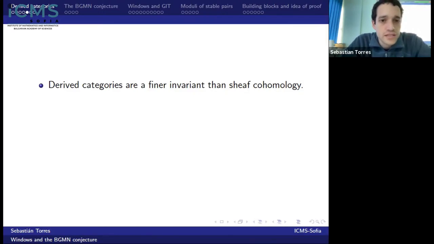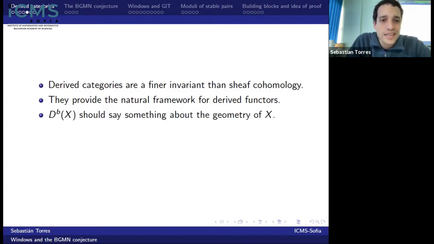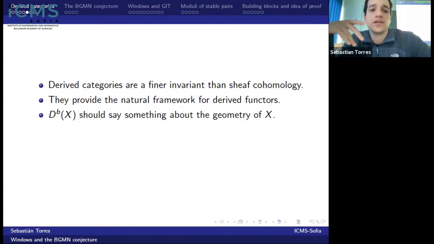Some key facts. Derived categories, you can think of them as a finer invariant than sheaf cohomology. So you don't just remember the cohomology of the sheaves, but also the entire complex, for instance, the entire chain complex. So it's a finer invariant. As I said, it's the natural home for defining derived functors, such as sheaf cohomology, one of the most used ones. And I guess there's this rough idea that if you know something about the derived category, maybe you should know something about the geometry.